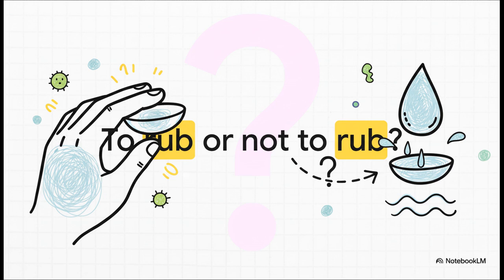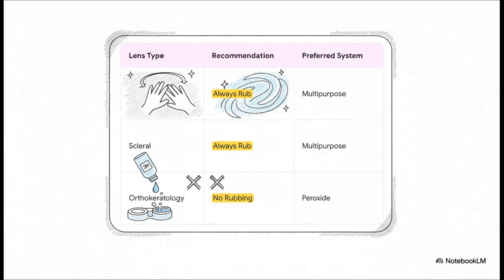And speaking of maintenance, this brings us to that age-old question we get from patients all the time. When it comes to cleaning lenses, do I really need to rub them, or is just rinsing them off good enough? The expert consensus on this is incredibly clear. For monthly and bi-weekly soft lenses, you must always rub them. Same goes for scleral lenses. The only major exception is Ortho-K, where the preference is now a no-rub protocol using a peroxide system. It's just simpler for the patient and provides powerful disinfection.